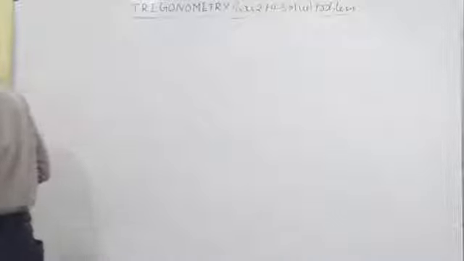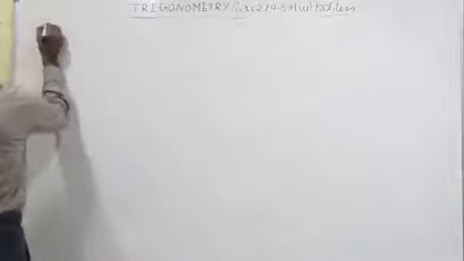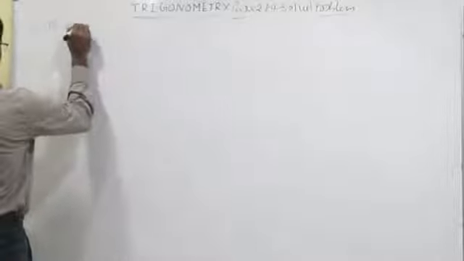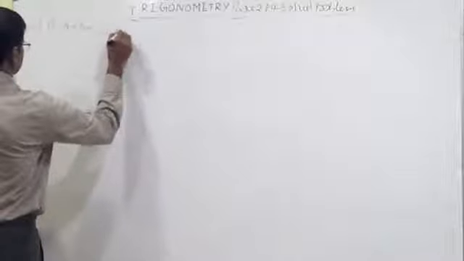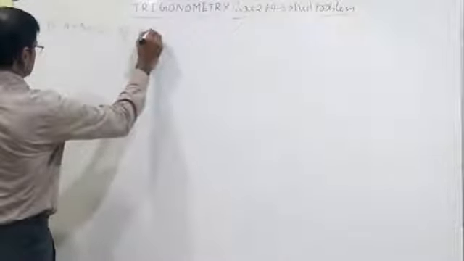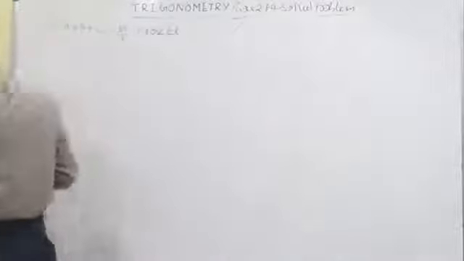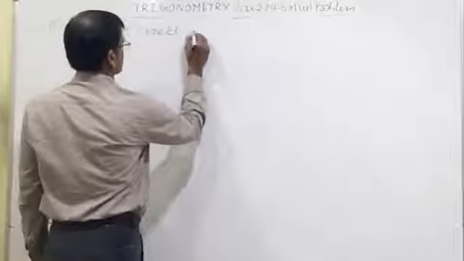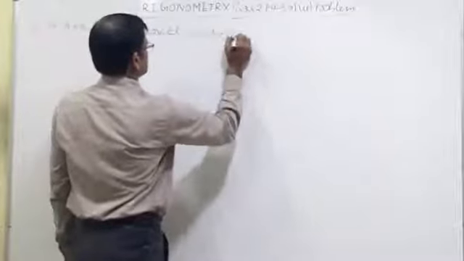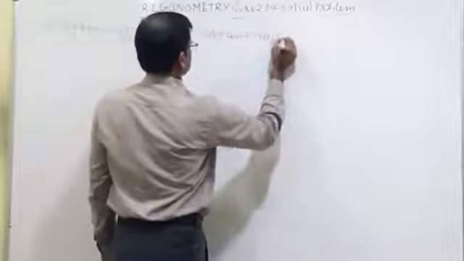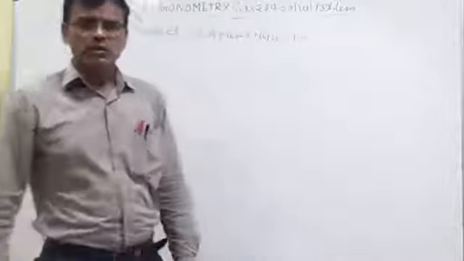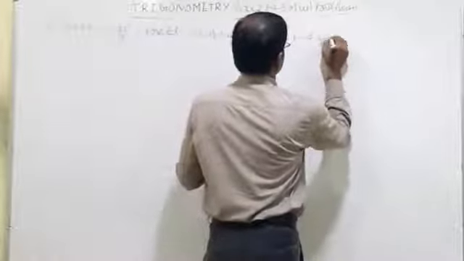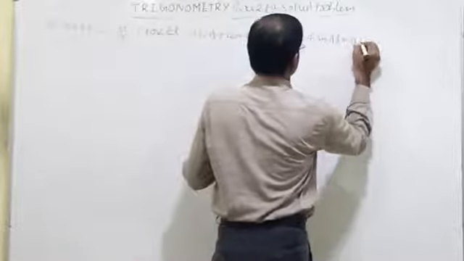Fifth question. If a plus b plus c is equal to 3 pi by 2, then prove that cos 2a plus cos 2b plus cos 2c is equal to 1 minus 4 sin a sin b sin c.